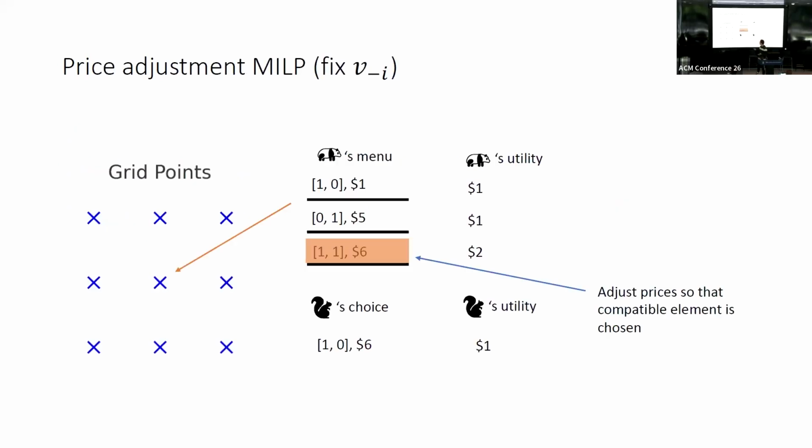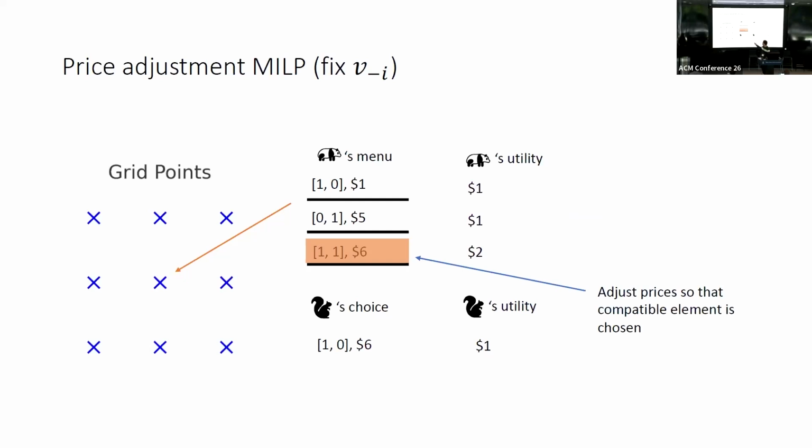So here we can start with any grid point, and this is the menu for the agent that we are doing the price transformation for. Let's suppose that we fix v minus I, and we fix their choice in utility. So here the squirrels are getting the acorn at price 6, and this is fixed. And so we only think about the menu and prices, the allocation and prices we give to the panda.